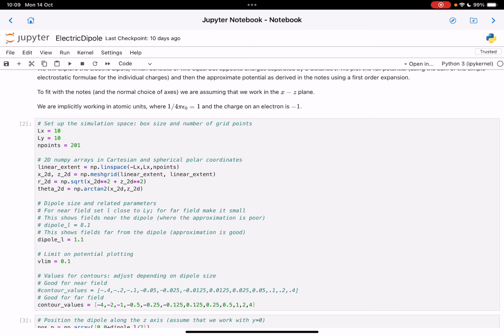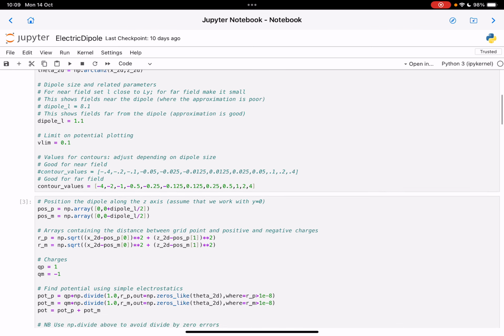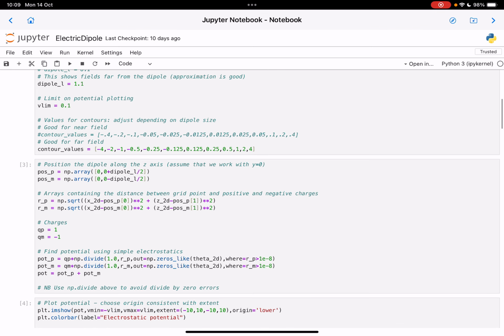That's an arbitrary size, and actually what we're going to do is zoom in and out on the dipole by changing the length of the dipole. You can see where it's defining the variable dipole L. At the moment that's defined as 1, so that's a small fraction of the total size of the simulation area. We start off by defining x and z, and then we calculate r and theta from that, and I've plotted some contour values. Now here we see how you calculate the exact dipole.